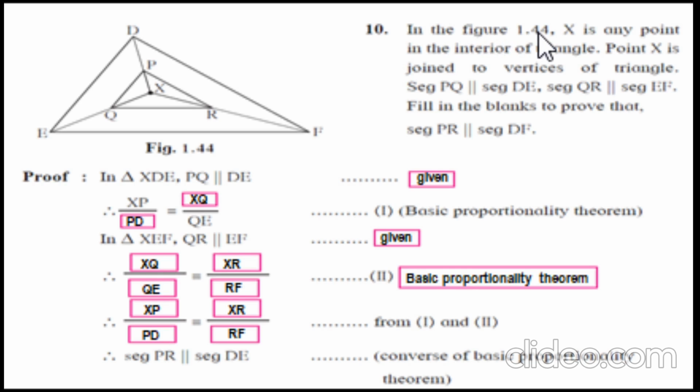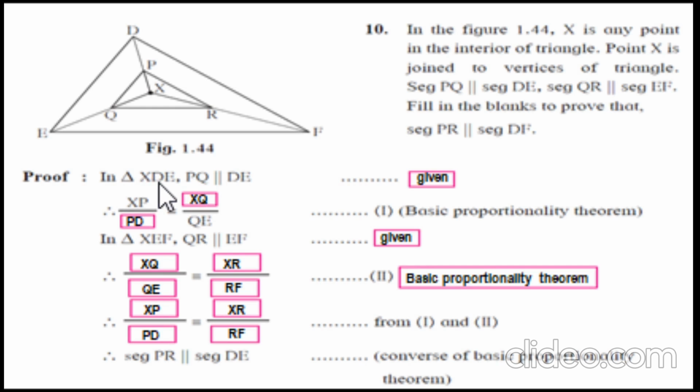In the figure 1.44, X is any point in the interior of the triangle. Point X is joined to the vertices of the triangle. Segment PQ is parallel to segment DE and segment QR is parallel to segment EF. Now fill in the blanks to prove that segment PR is parallel to DF. We have to prove this. Now they have given the proof. We have to fill in the blanks.